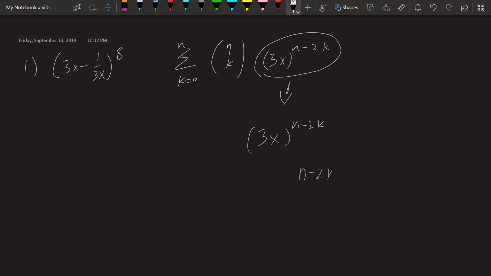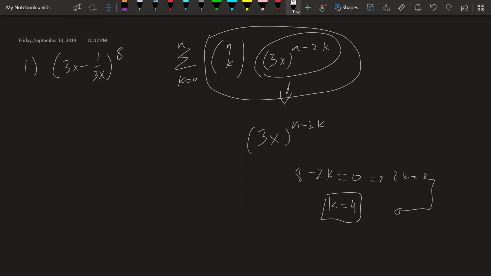How are we going to do that? Well, n minus 2k is going to be equal to 0. And n is equal to 8, given in the question. So what is k? k is equal to 4, because 2k equals 8, and then simple math, k equals 4. So now we're just going to substitute k in here, and we're going to substitute n. And of course, we don't need the sigma, because we want one term, we don't want an expansion. No expansion.